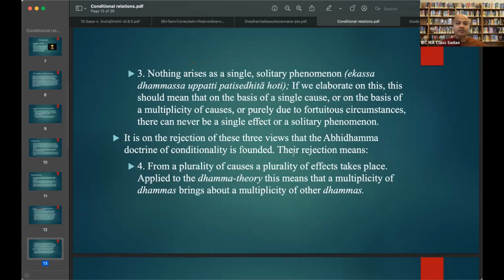And then thirdly, nothing arises as a single solitary phenomenon. Ekassa dhammassa uppatti paritthita hoti. If we elaborate on this, this should mean that on the basis of a single cause, or on the basis of a multiplicity of causes, or purely due to fortuitous circumstances, there can never be a single effect or a solitary phenomenon.